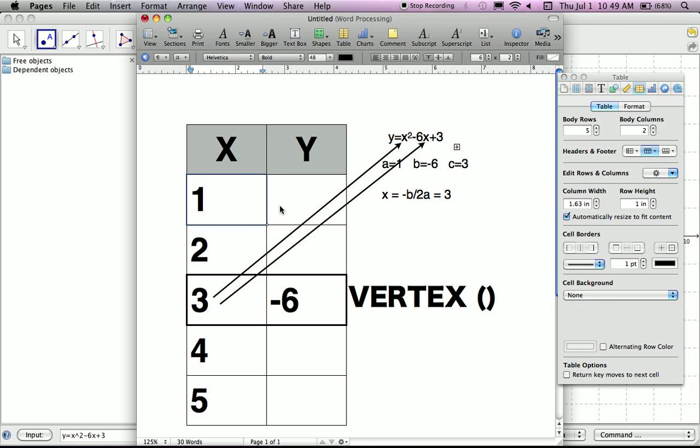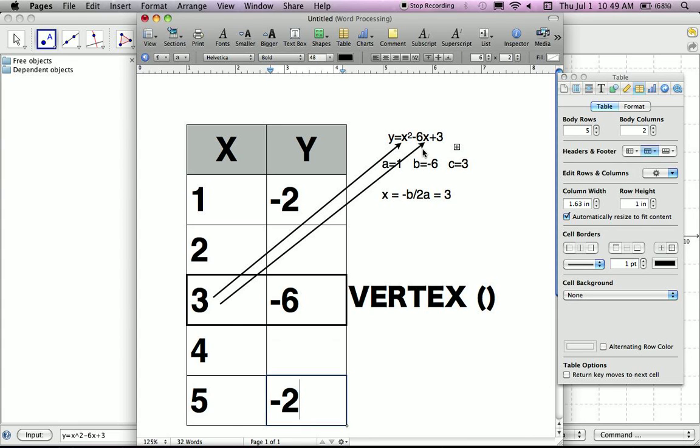Once I plug the 1 in for every x, then I know for the y value I'd get back a -2. Here's the trick. I can also say that 5 will have a y value of -2. Why? Because they are symmetrical. And I'll show you this in the graph in just a minute.